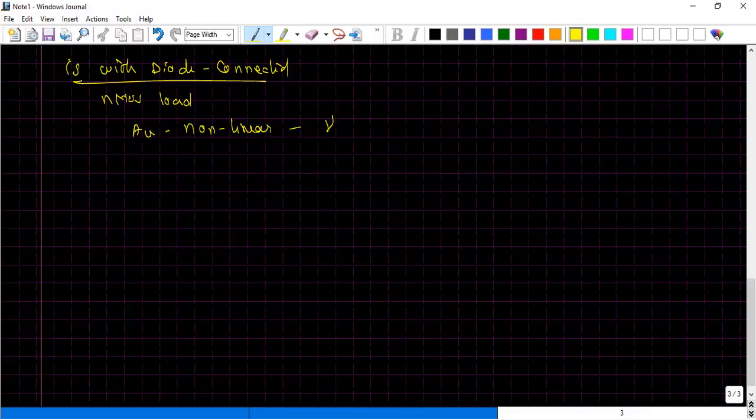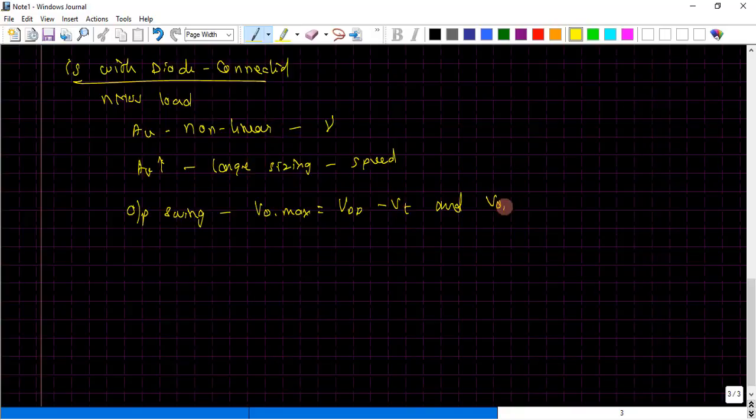And later on, when we try to increase the gain AV, it leads to a larger sizing of the devices, and this larger sizing in turn reduces the speed of the circuit. When we looked into the output swing, we found that in this particular case the VO maximum was being limited by a threshold voltage VT, and the VO minimum was given to be VOV1 of the driving transistor. This is basically VT2.